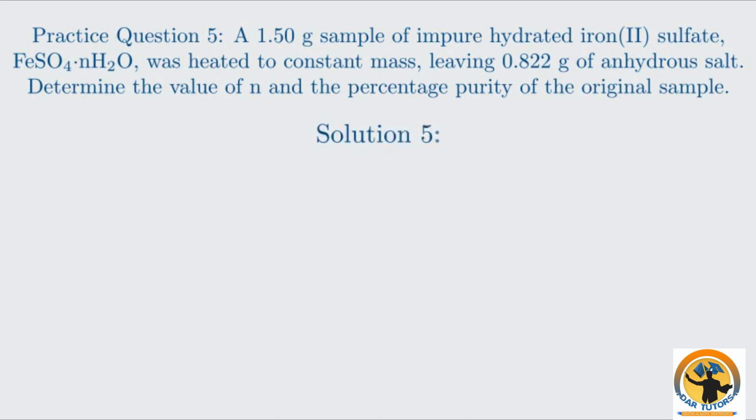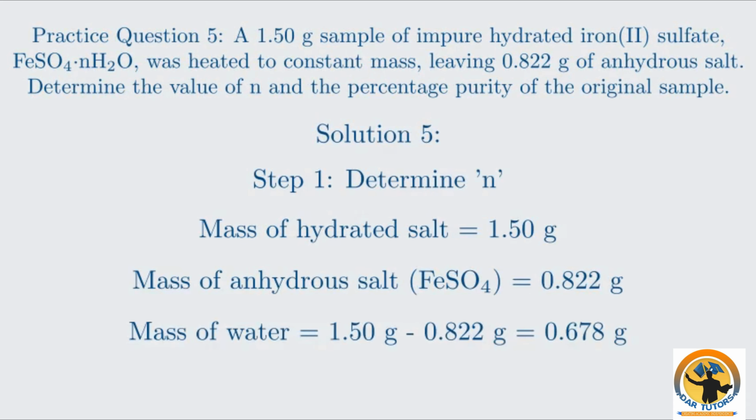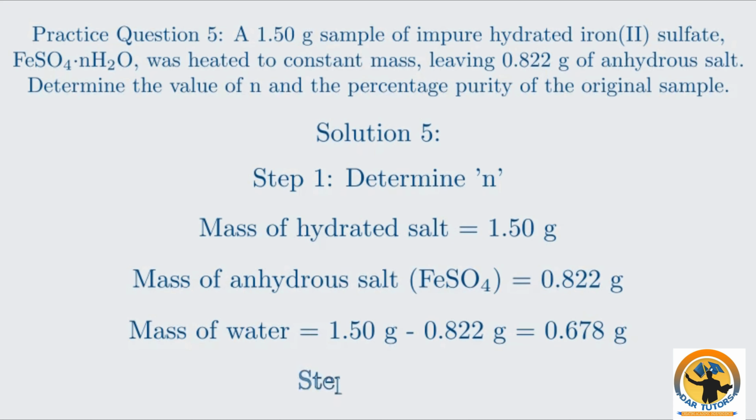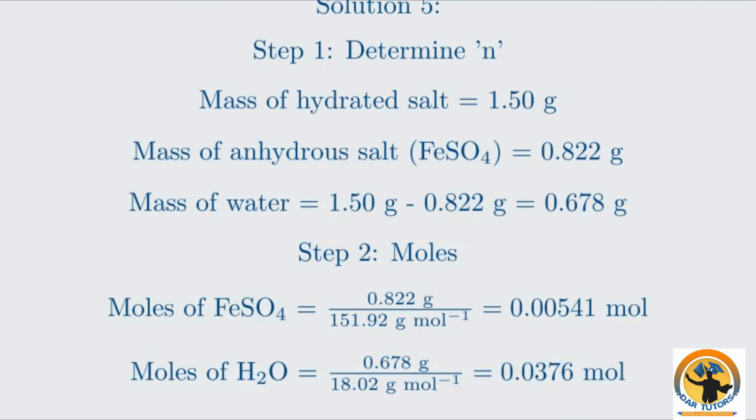The mass of water lost is the initial mass minus the mass of the anhydrous salt, which is 0.678 grams. Step 2. Convert both the anhydrous salt and the water to moles. The molar mass of FeSO4 is 151.92 g/mol. This gives 0.00541 moles. The molar mass of water is 18.02 g/mol, giving 0.0376 moles.